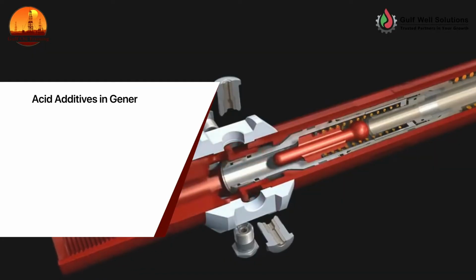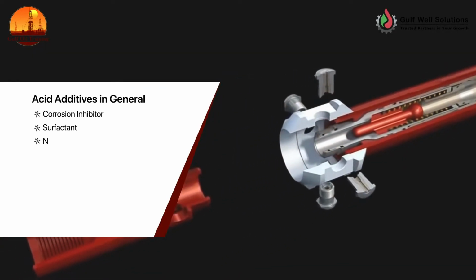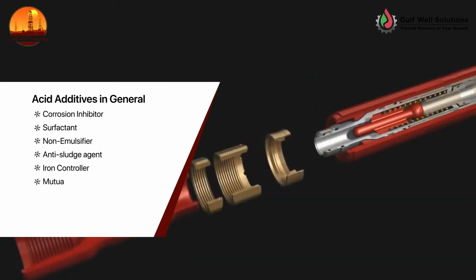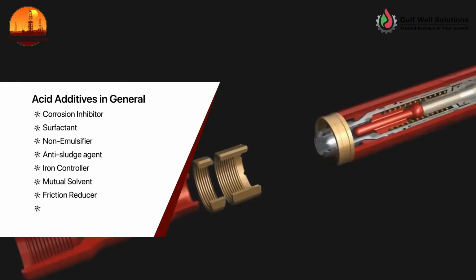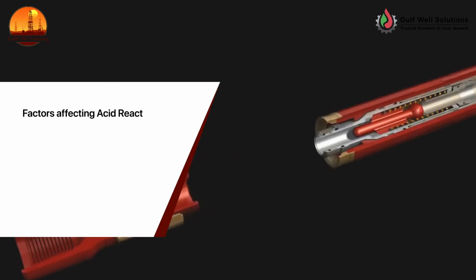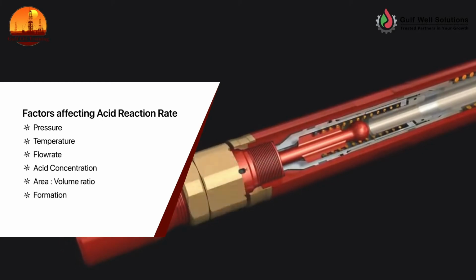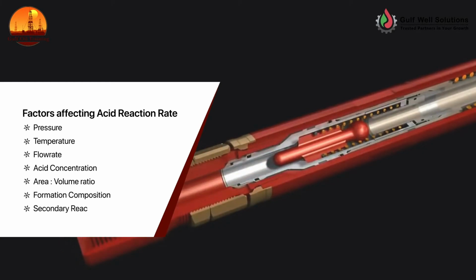Acid additives in general. Corrosion inhibitor, surfactant, non-emulsifier, anti-sludge agent, iron controller, mutual solvent, friction reducer, clay stabilizer, and diverting agent. Factors affecting acid reaction rate. Pressure, temperature, flow rate, acid concentration, area to volume ratio, formation composition, and secondary reactions.